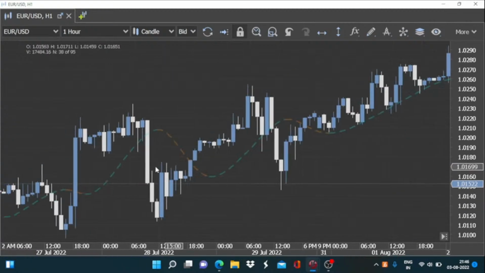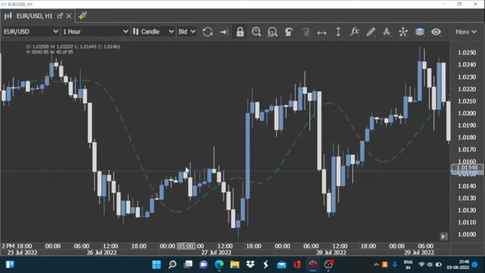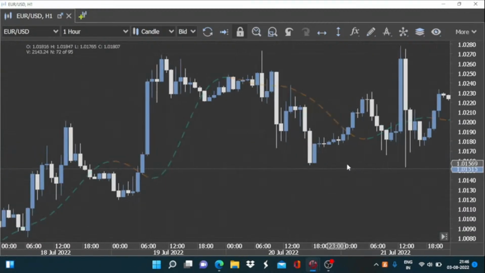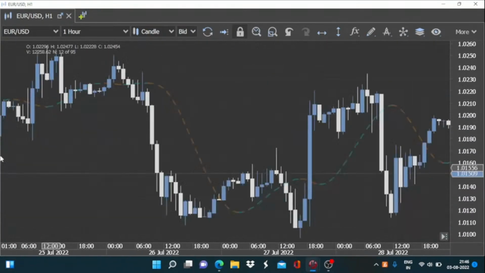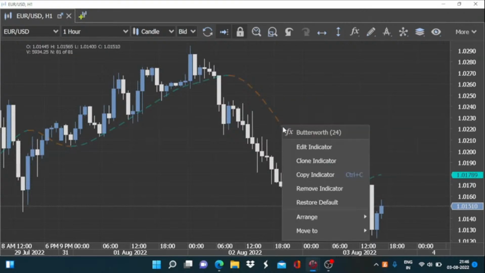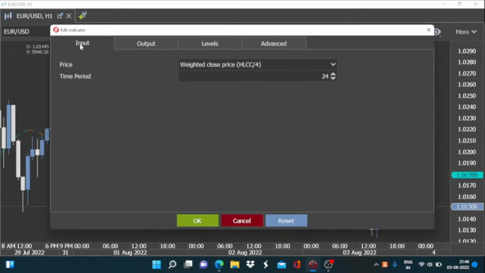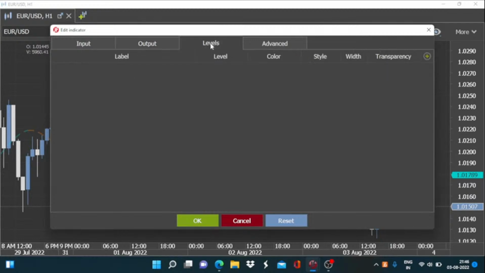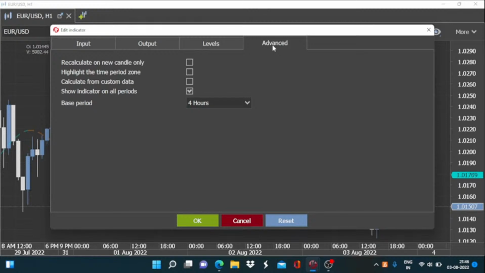So we have these easier to read signals being generated by the indicator, and the chart is also looking a lot more aesthetic. So that is the purpose behind giving all these editing options for input and output. Then coming to the levels, we don't really have any options.